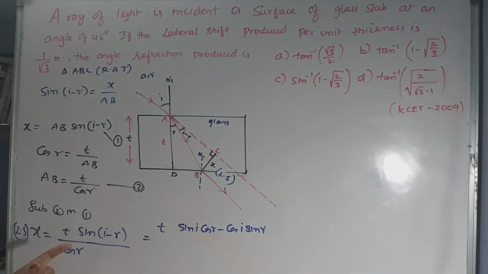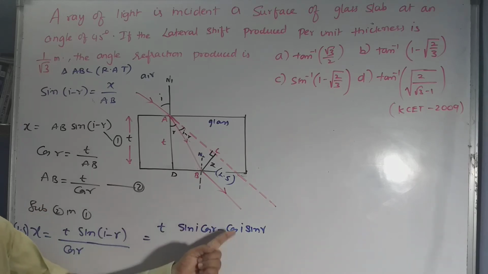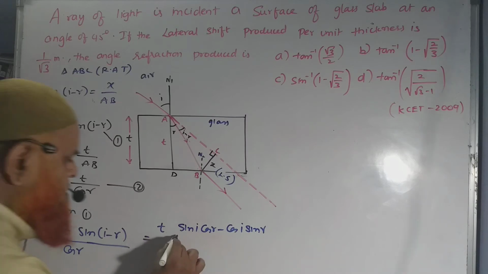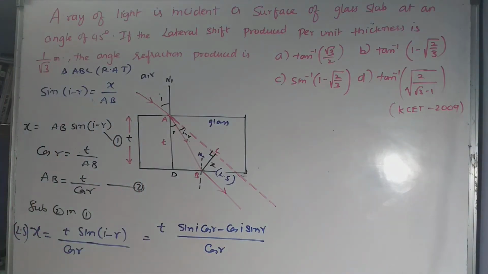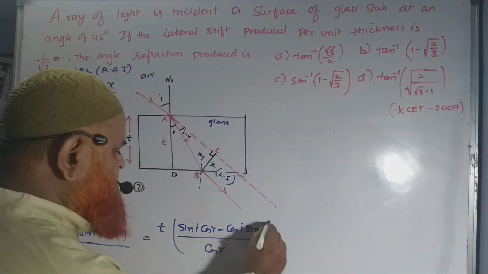So what is the trigonometric formula actually? sin(A minus B) is equal to sin A cos B minus cos A sin B. So once again, sin(A minus B) is equal to sin A cos B minus cos A sin B, whole divided by cos R. So this is whole divided by cos R. So I can write like this here.